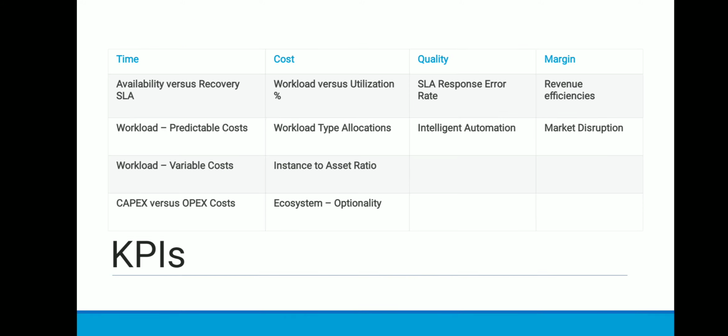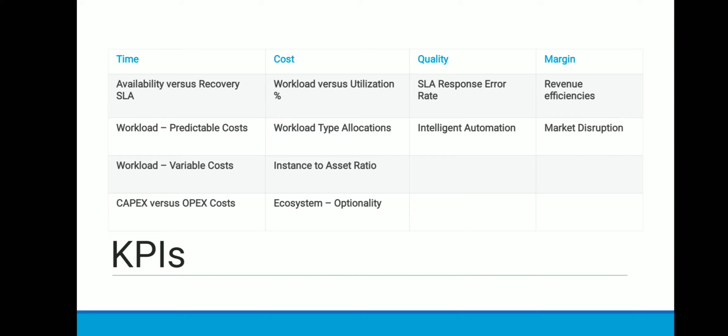Okay, so let's get started. In this case, we are talking about a total of 4 KPIs for time, 4 KPIs for cost, 2 KPIs for quality, and 2 KPIs for margin or profitability.